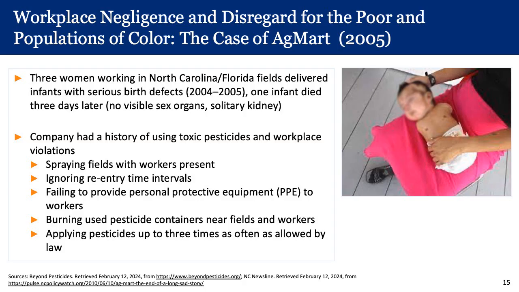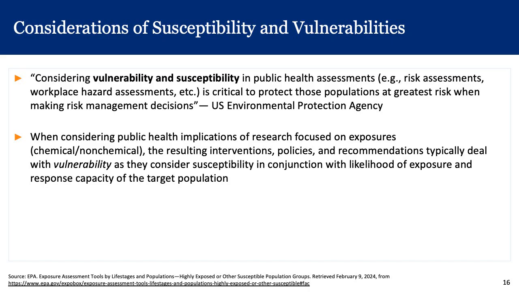They were also known for burning used pesticide containers next to the fields and workers, and for applying pesticides up to 3 times as often as allowed by law. It was actually an outreach worker that put 2 and 2 together and discovered the series of abnormalities. The company had a history of citations for workplace safety violations, and the case resulted in a monetary settlement. A few years later, the company was also sued for cheating thousands of Latin American migrant workers out of their full wages.